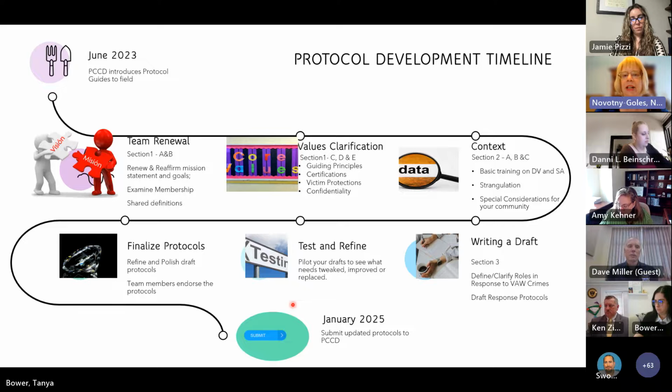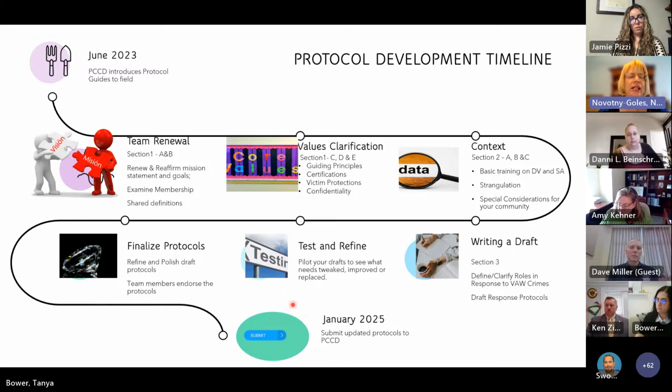And this slide here kind of gives you an idea of the protocol development timeline. The work group took a step back and chunked it out into various stages. Now, each STOP team's different. You may fly through the first two and then find that you need to spend a little bit more time on the later ones. But the first part is really team renewal. That's section 1 of the protocol development guides.